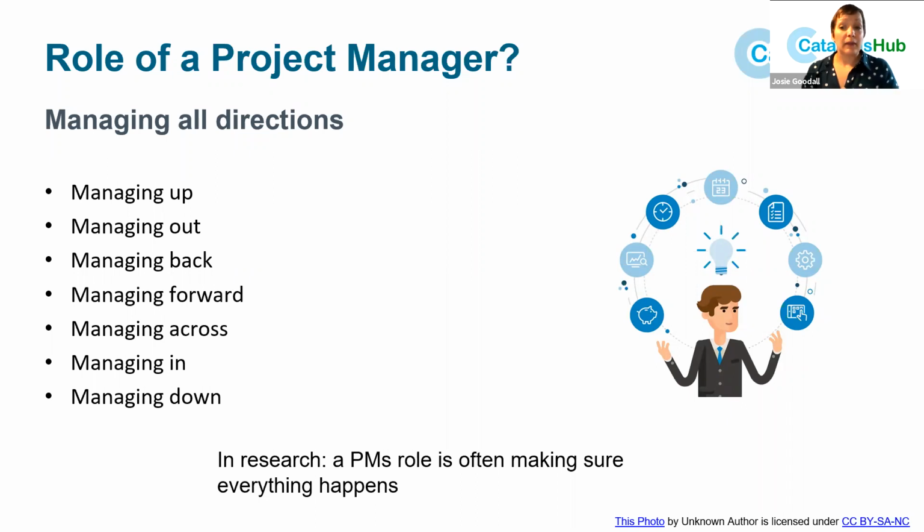But you might also be managing subordinates, project coordinators, students, masters students. You could be involved in managing labs, so technicians. You might be dealing with contractors or contracts. So there's lots of different levels of management in a project. And as I've said, for research, a project management role is often making sure everything happens, and that could be doing the things as well as managing them.